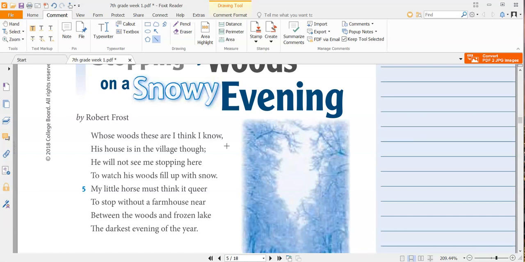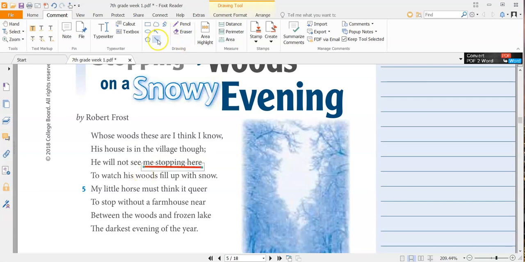There's nothing that paints a picture in our mind there. "He will not see me stopping here to watch his woods fill up with snow." So now we have somewhat of an image. We have a man stopping, and he's watching the woods fill up with snow.